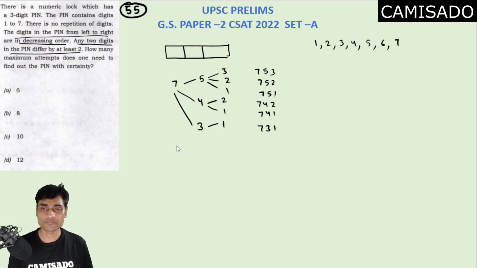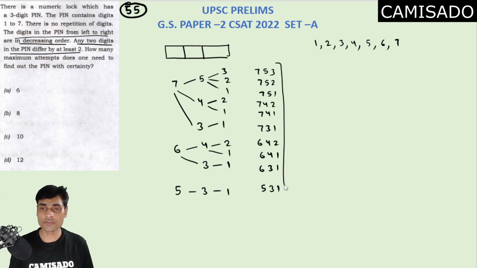Now coming to next, with 6 I can take 4. With 4 I can take 2 or 1. With 6 I can also take 3. With 3 I can take only 1. So again the numbers are 642, 641, 631. Now with 5 I can take only 3, and with 3 I can take only 1. So the possible combination is 531. Overall, from here to here we have 10 such combinations of pin for the required lock. So C is the correct answer.